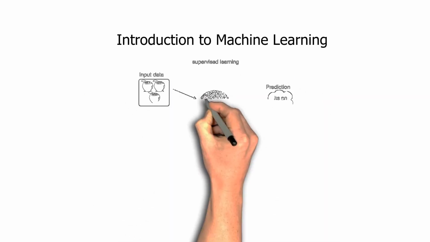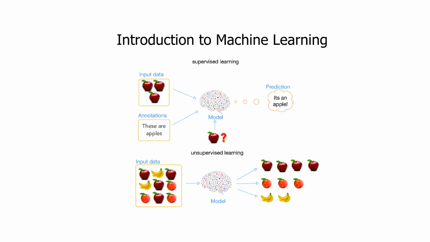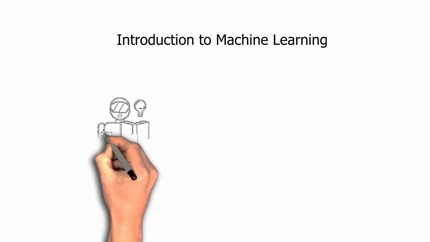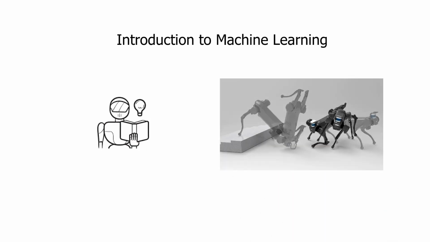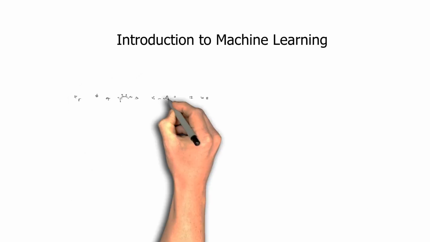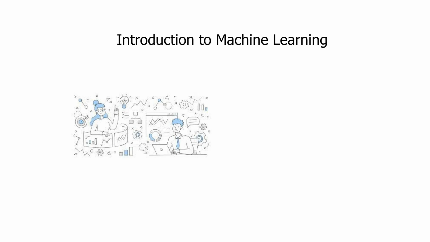Supervised learning involves training a model on labeled data, where the correct answers are known ahead of time. Unsupervised learning, on the other hand, involves training a model on unlabeled data, where the correct answers are not known. Reinforcement learning involves training a model through trial and error, where the model receives rewards or penalties based on its actions.